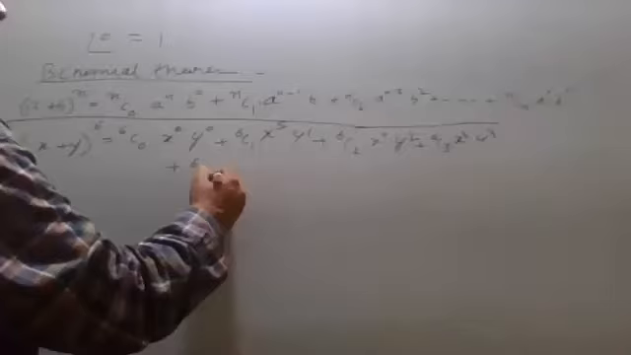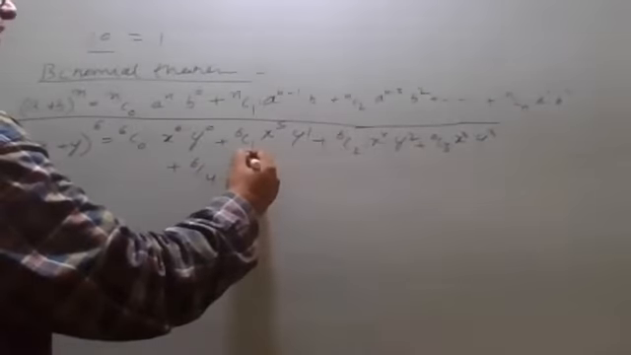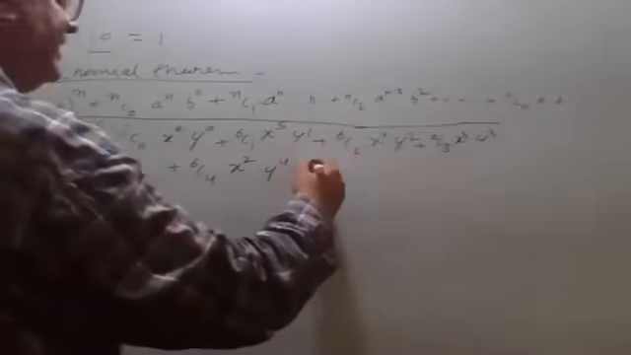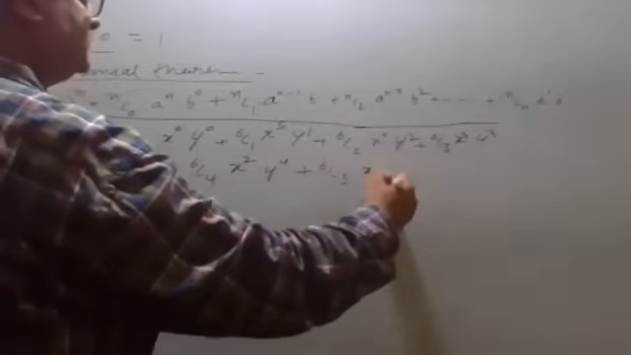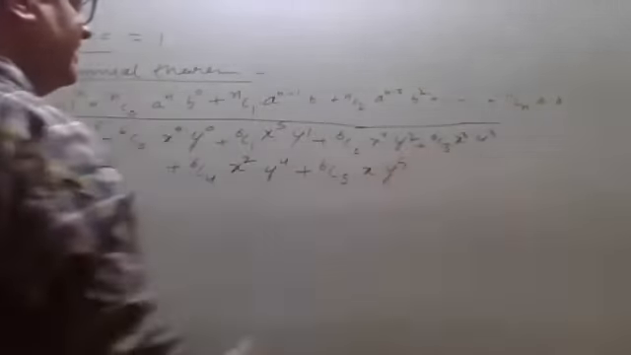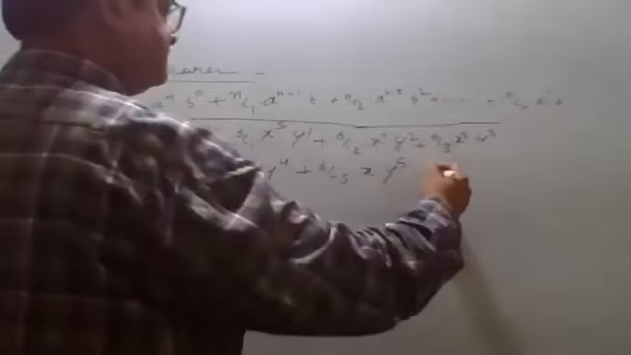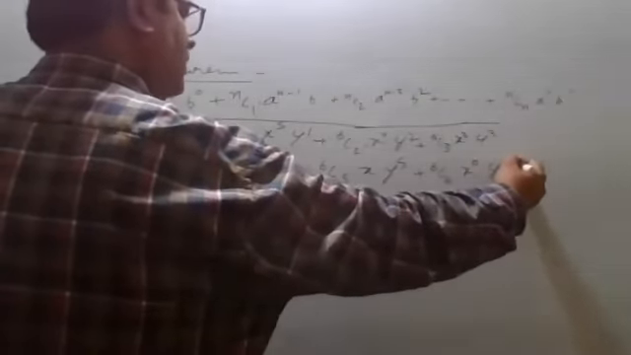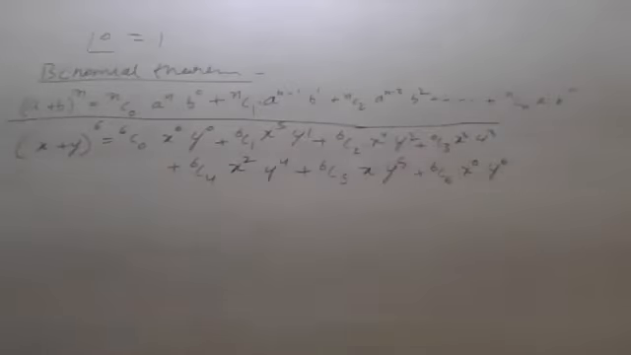Next is 6C4 x square, the power of x again decreases by 1 to x square and the power of y increases to y to the power 4. The next is 6C5 x, the power of x again decreases by 1 and the power of y increases by 1. Plus 6C6 into x to the power 0 into y to the power 6. Is that clear to everyone?